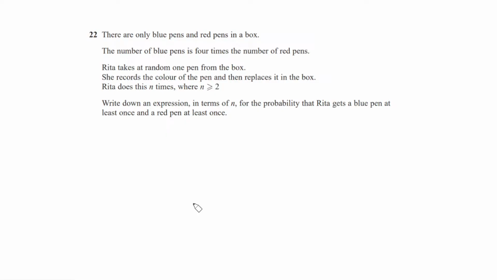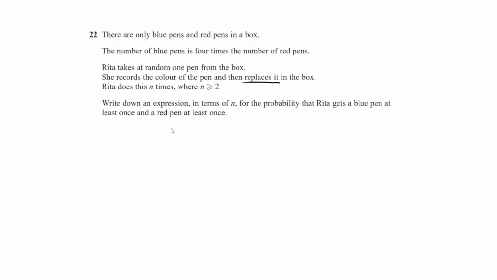So there are only blue pens and red pens in a box. The number of blue pens is 4 times the number of red pens. Rita takes at random 1 pen from the box. She records the color of the pen, then she replaces it. Okay, so she does put it back. Rita does the same. She does this n times, where n is greater than 2.